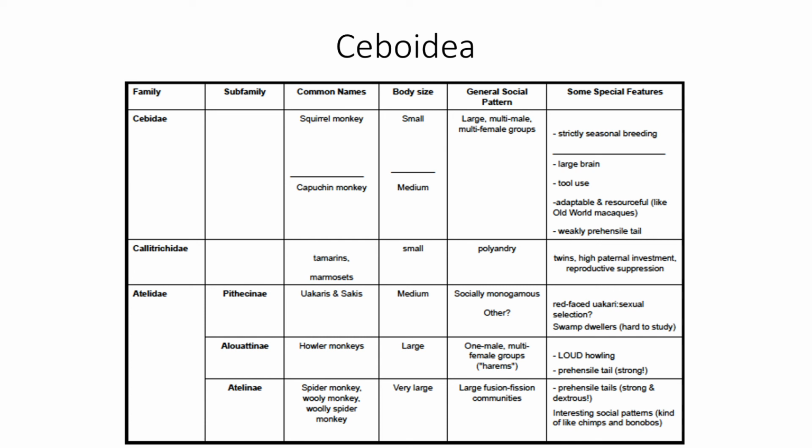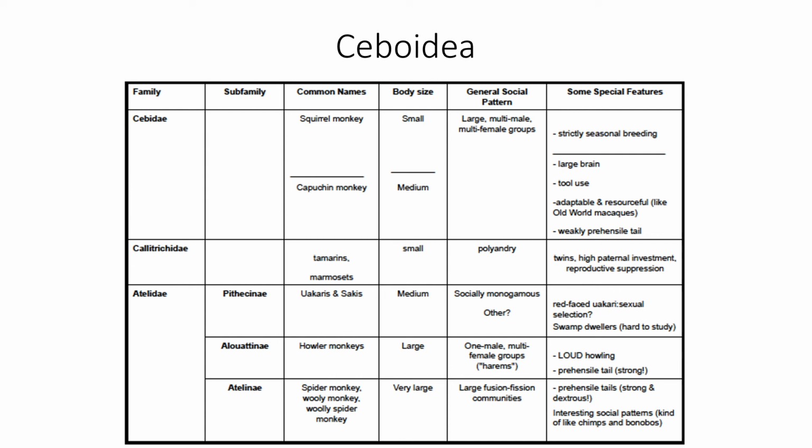Their common names are going to be like our squirrel monkey and our capuchin. They are typically small to medium sized, and they live in large multi-male, multi-female families. Some special features: they are strictly seasonal breeders, and they have large brains. The strictly seasonal breeder applies to the squirrel monkey. In terms of our capuchin, they have very large brains. Of our New World monkeys, they have the largest encephalization quotient. Remember, that's that body to brain size.